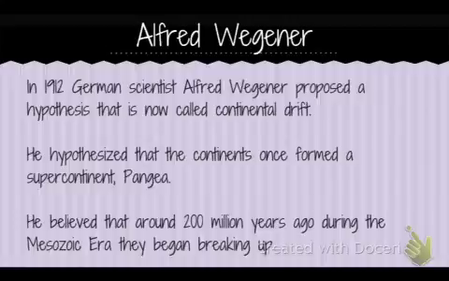He is a German scientist who in 1912 proposed a hypothesis that we now call continental drift. Continental drift, whether you've heard it called that or not, is probably a concept you have heard before in the past. His hypothesis was that the continents once formed a supercontinent that we call Pangaea. He believed that around 200 million years ago, in the Mesozoic era, it began breaking up into the continents that we see today.